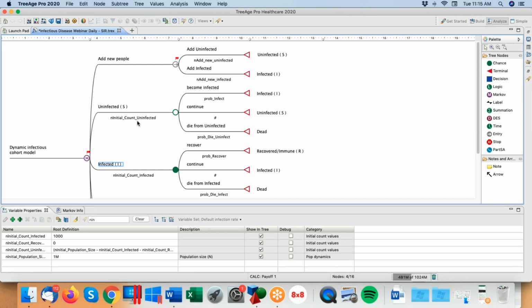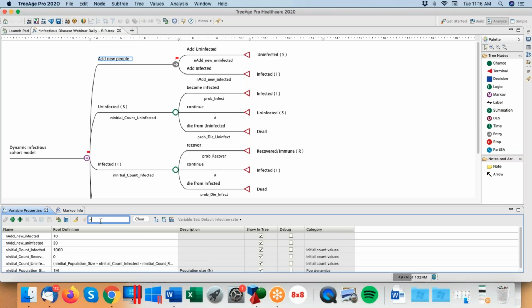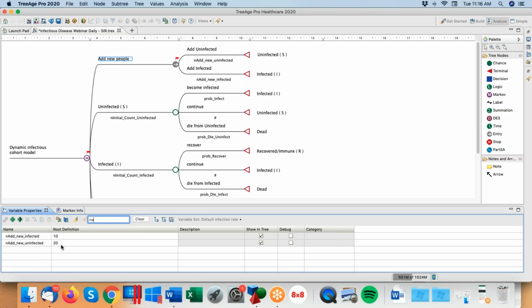In addition to that, I also want to be able to add people to the cohort. That's what this entry node is, you see the little arrow there. That tells the Markov process that this isn't really a state. It's just a mechanism to add new people into the model. So I'm adding this many new uninfected people to the model, and this many new infected. If I look at the N add, you see I add 10 new infected and 20 new uninfected into the model each day. I have a daily cycle in this model. And of course, you could change these to whatever you want. I just used nice, simple, round numbers for us to start with.